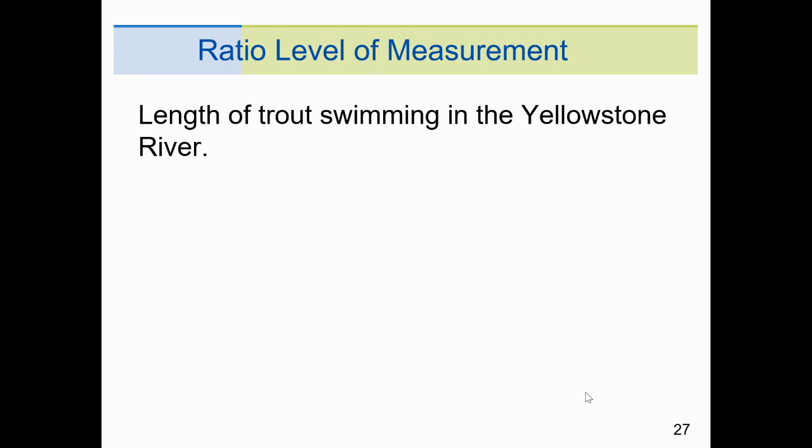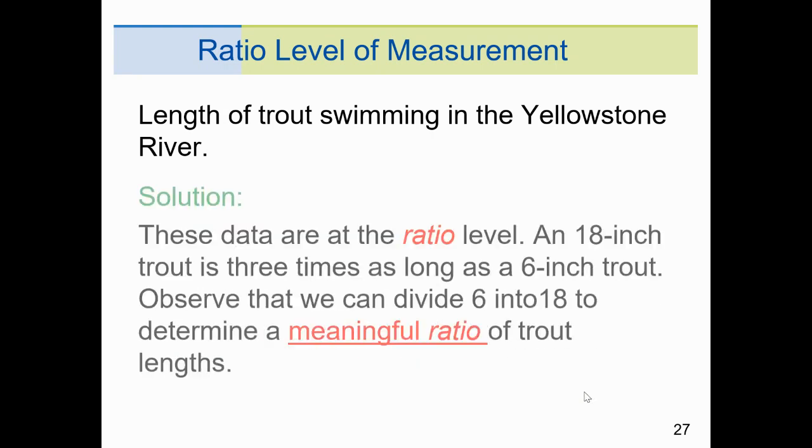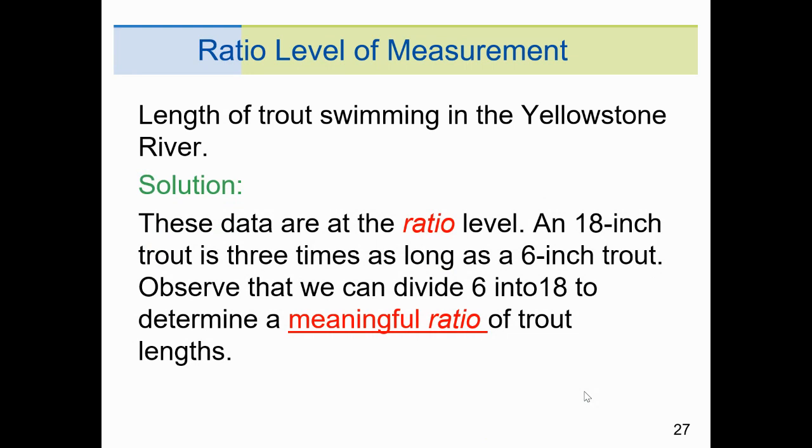Lengths, the last level of measurement, is ratio. Lengths of trout swimming in the Yellowstone River. Let's say I caught a trout. It was 18 inches long. Does it meet the nominal? Yeah, 18 inches is a label that I can apply to this trout. Does it meet the ordinal level? Well, if I caught one that was 18 inches, my buddy caught one that was 20 inches, and somebody else caught one that was 30 inches, yeah, I could put those in order. The 18 is the smallest, the 24 the next biggest, and so forth.